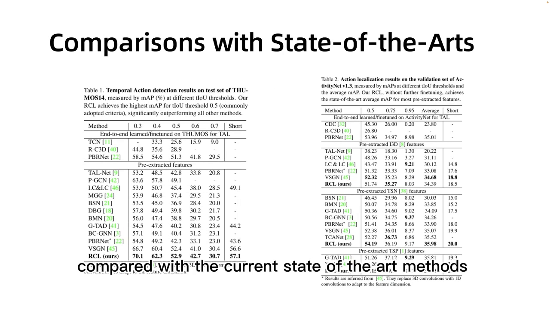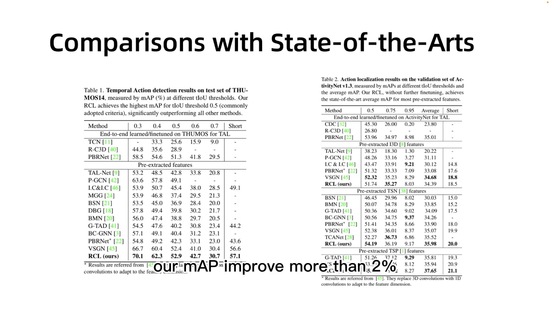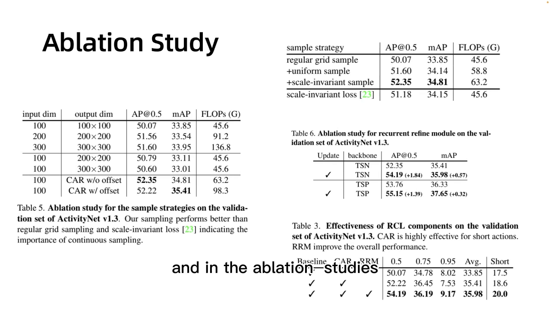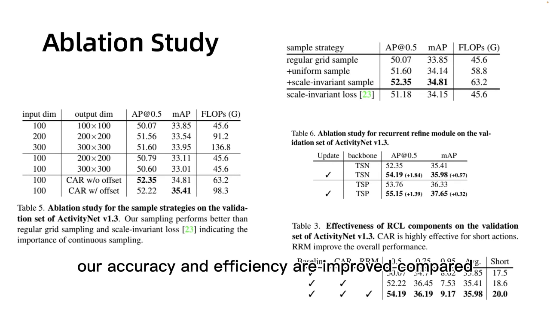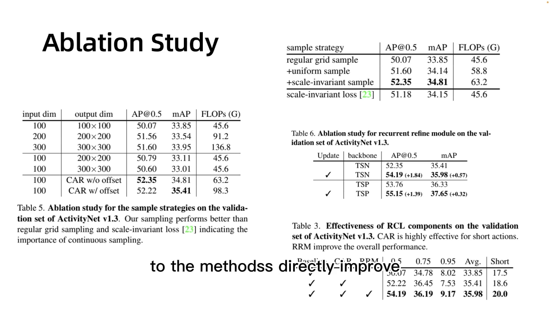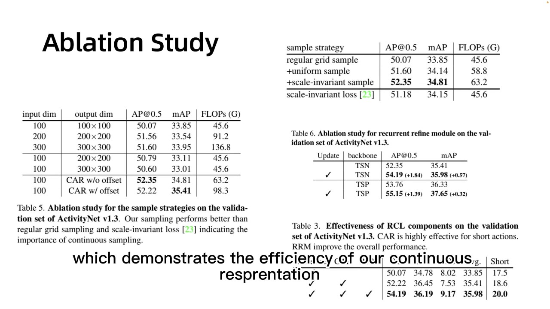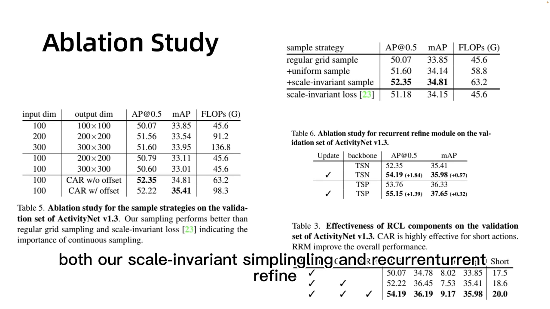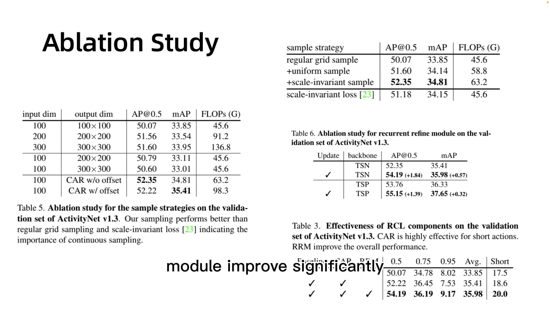Compared with the current state-of-the-art methods, our mAP improved by more than 2%. And in the ablation study, our accuracy and efficiency are improved compared to the methods that directly increase the input resolution, which demonstrates the efficiency of our continuous representation. Both our scale-invariant sampling and recurrent refinement methods improve performance significantly.